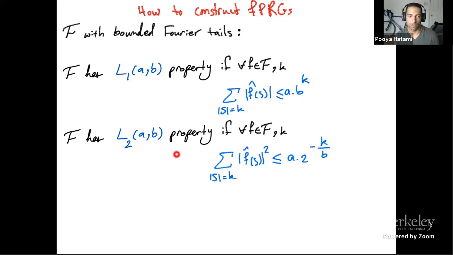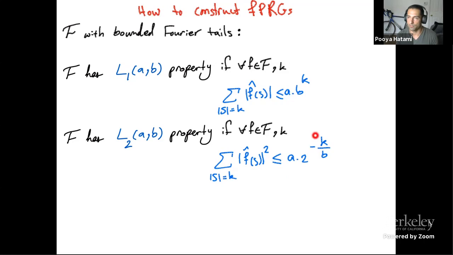We define similarly the L2 (a,b) property to be that the L2 norm of the kth level, for all levels, is bounded by something that is exponentially small. To make it interesting we have to make this exponentially small, but we allow b to be something that can get really large, because by Parseval, the sum of the squares of the Fourier coefficients at all levels is at most one. It's exactly one because we have a one, minus one Boolean function. An interesting, stronger property is that at level k we have this exponential decay.